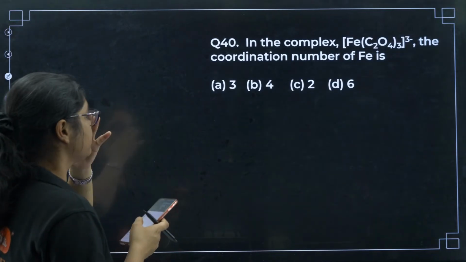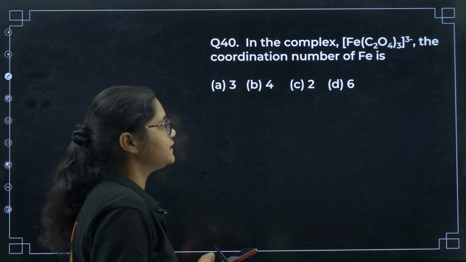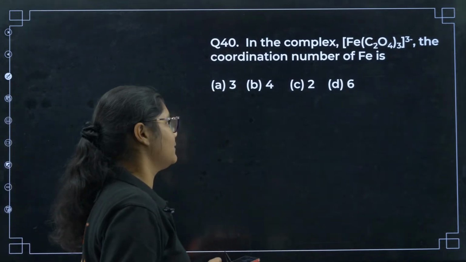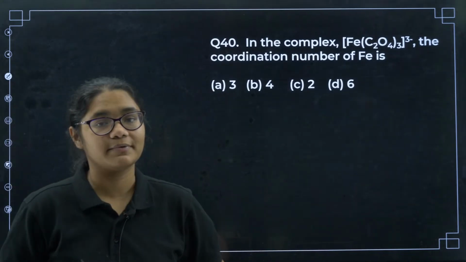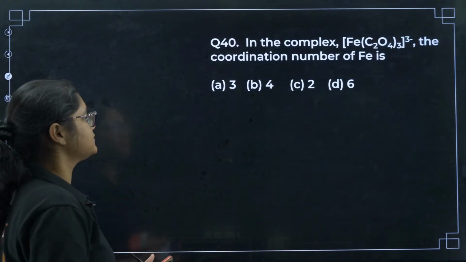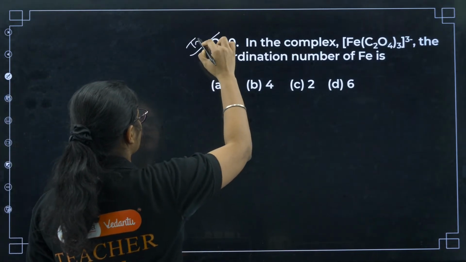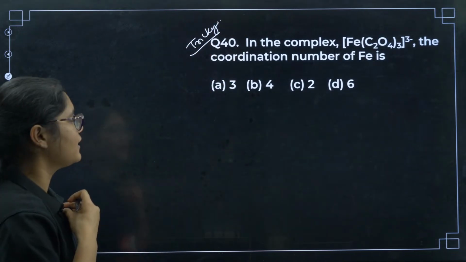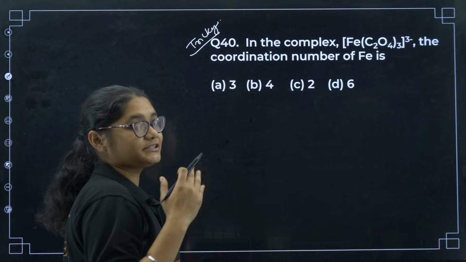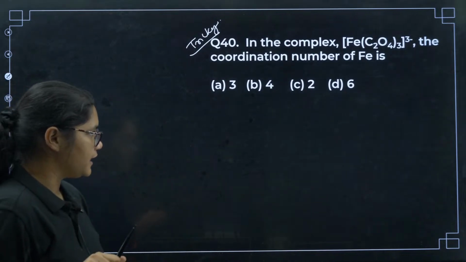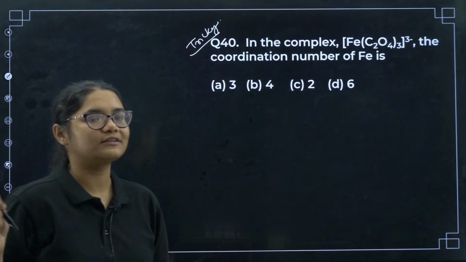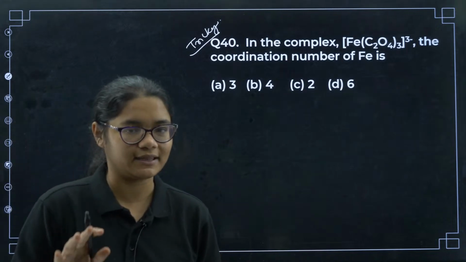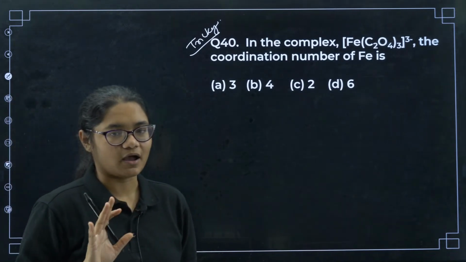40th question, in the complex [Fe(C2O4)3]3-, the coordination number of Fe is. This is also, I can say, a bit tricky question, but the way you people are answering, I think all of you will give correct answer here. What is the coordination number of Fe? Is it 3, 4, 2 or 6? So be very careful, coordination number is being asked.